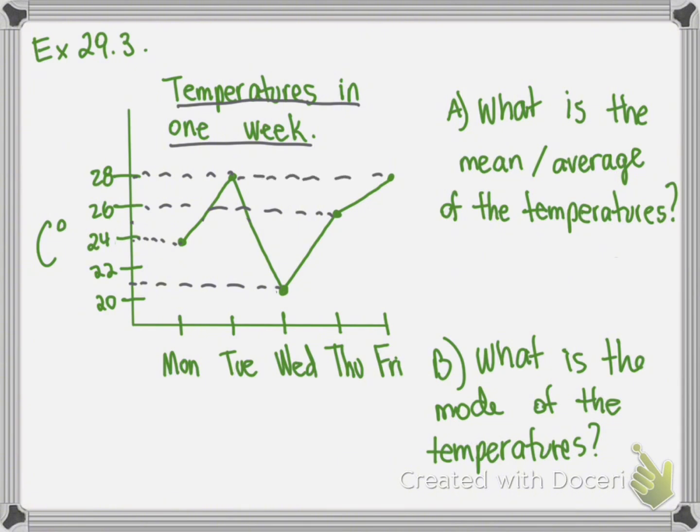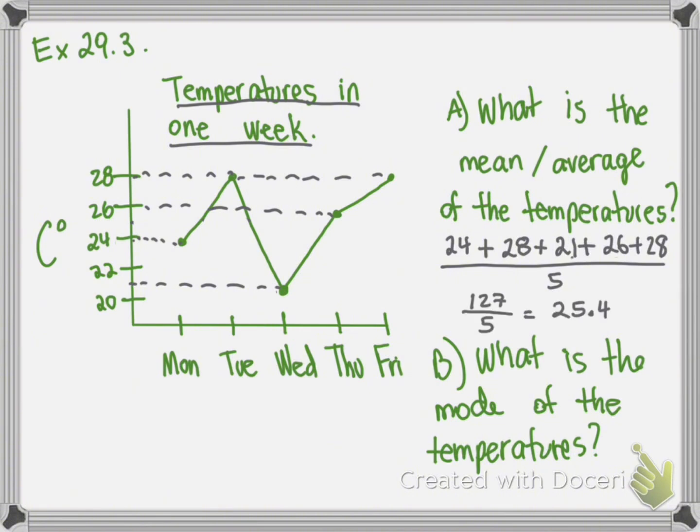Now we can answer these questions. The first one says, what is the mean or average of these temperatures? Remember that to do that, we have to add all of the different temperatures. So we have Monday, 24, Tuesday, 28, Wednesday, 21, Thursday, 26, and Friday, 28. Now, since there are 5 days, we're going to divide by 5. And then the answer is 127 over 5, which is 25.4 degrees Celsius.